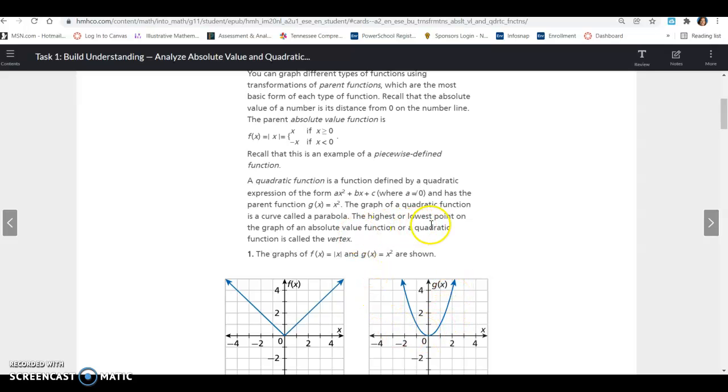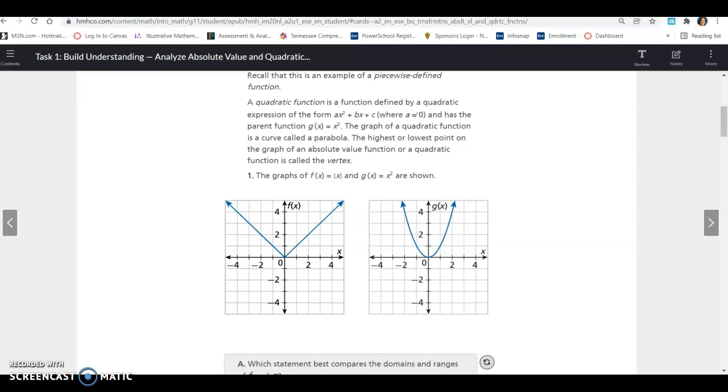The highest or lowest point on the graph of an absolute value function or a quadratic function is called the vertex. All right, so here the vertex would be 0, 0, and here it would be 0, 0 as well. The graphs of f of x equals the absolute value of x, and g of x equals x squared are shown.